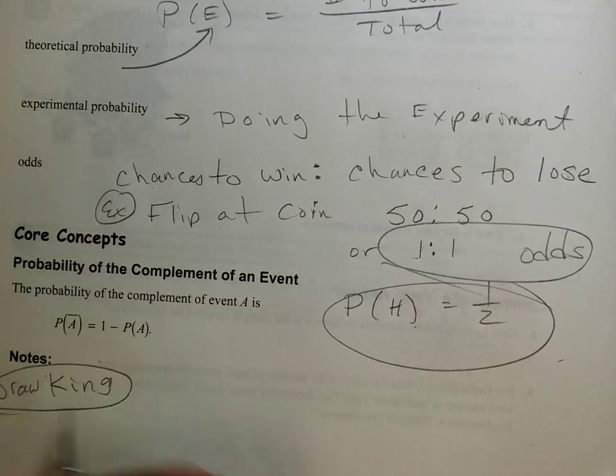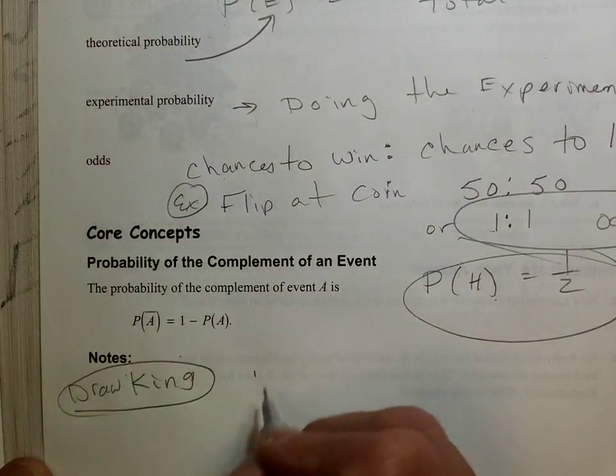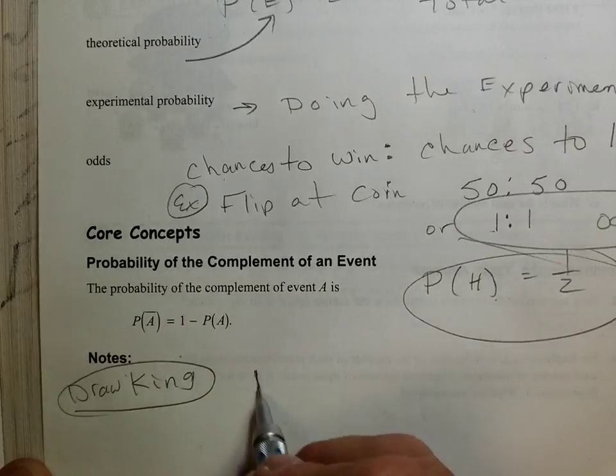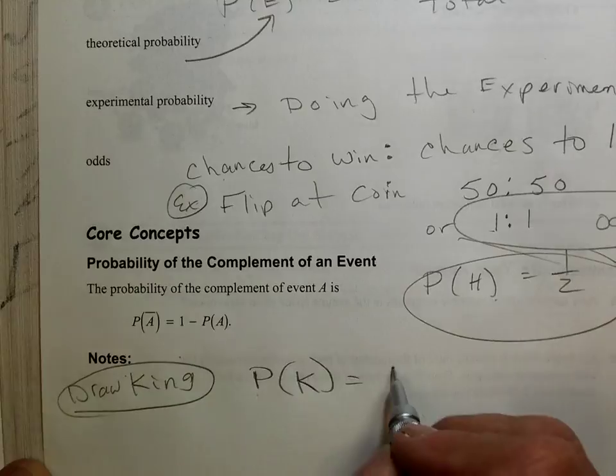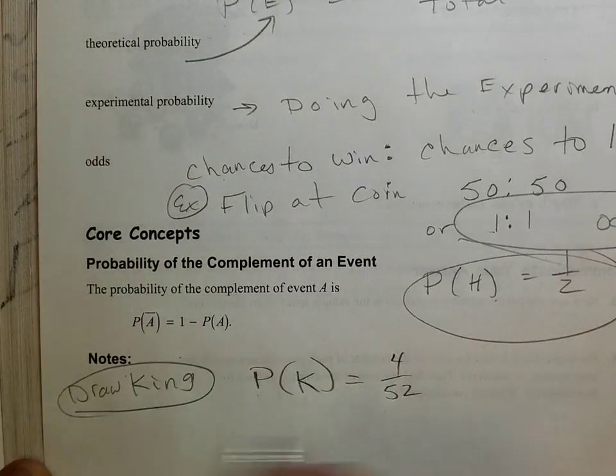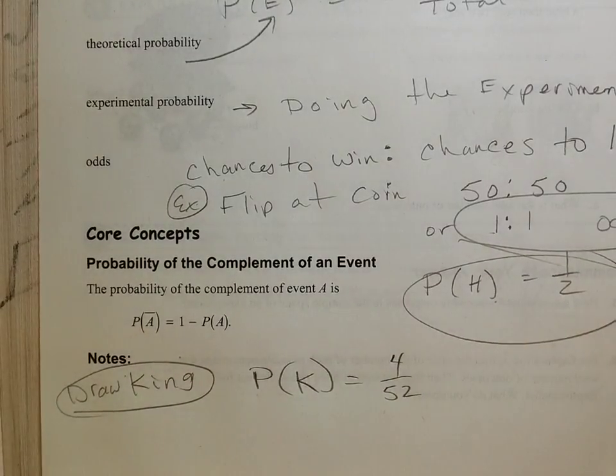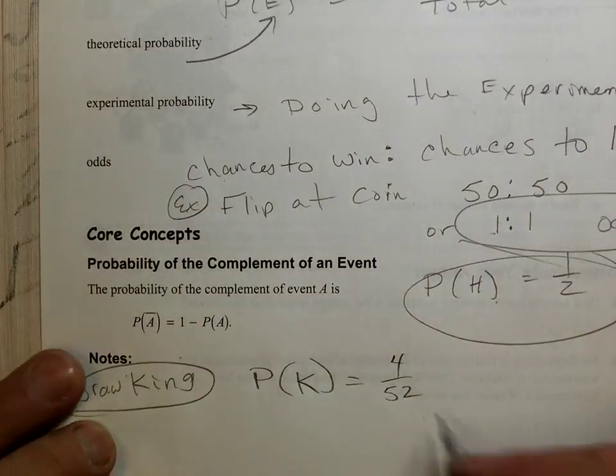I want to draw a king, right? So the probability of a king, P of a king, is 4 out of 52. There's 4 kings out of 52 cards. You guys agree with that? That's probability.